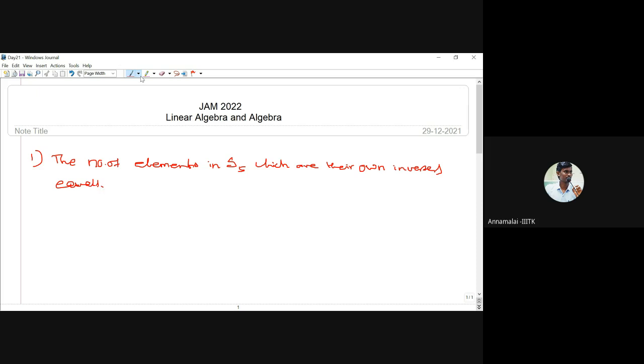So actually, I simply restate the question: we are collecting the permutations sigma in S5. What is the condition? Sigma should be equal to its inverse, sigma inverse. So what is the cardinality of this set? Sometimes they ask the question like that. Suppose they define a set A equal to the collection of all permutations such that sigma equals sigma inverse. Then what is the cardinality of A? Sometimes they will ask what is the cardinality of A.